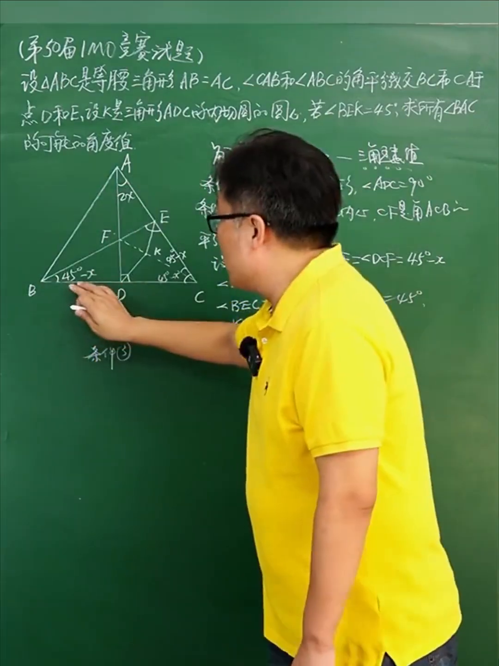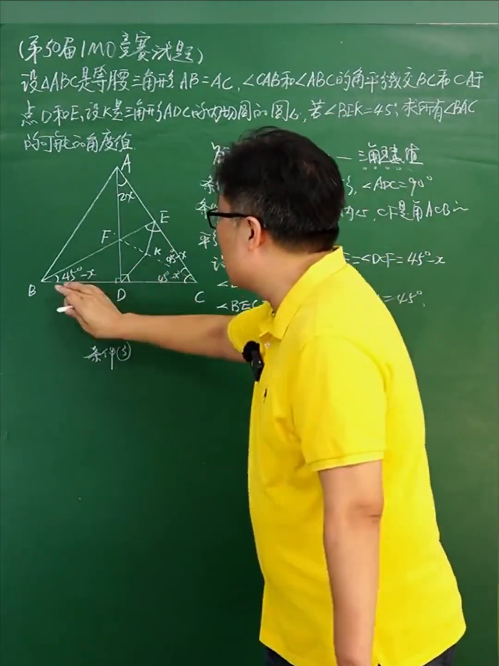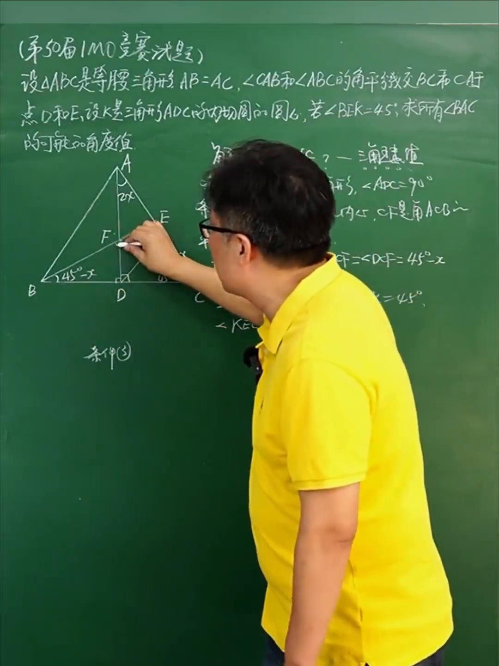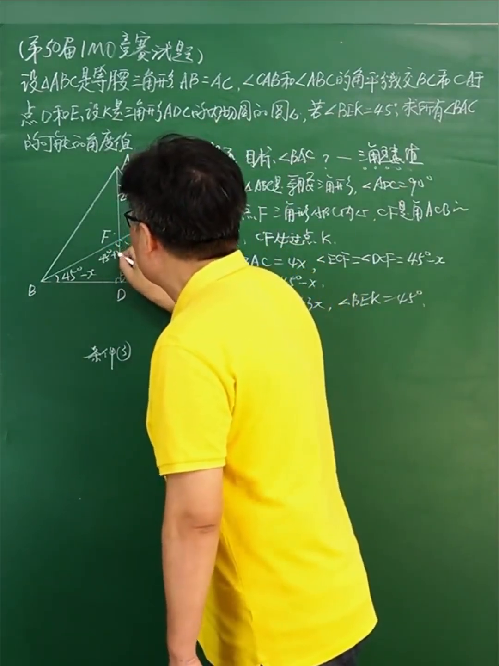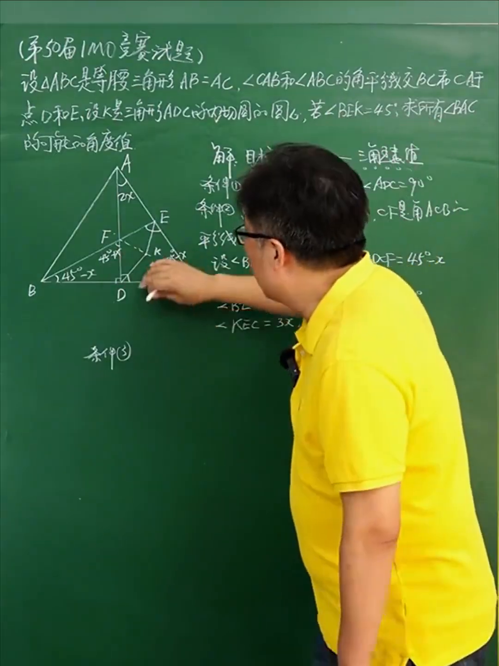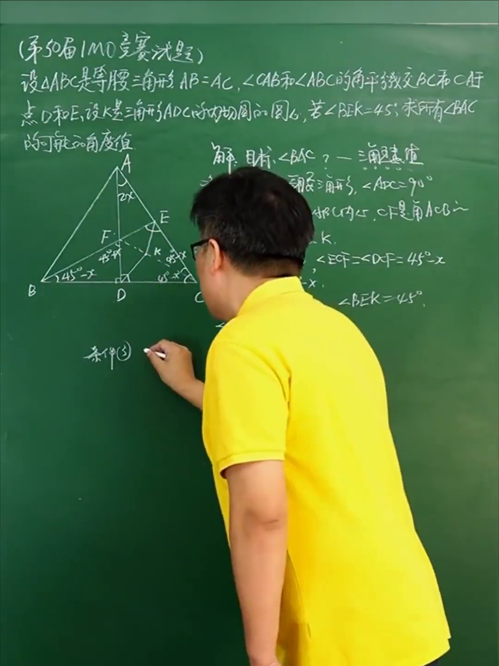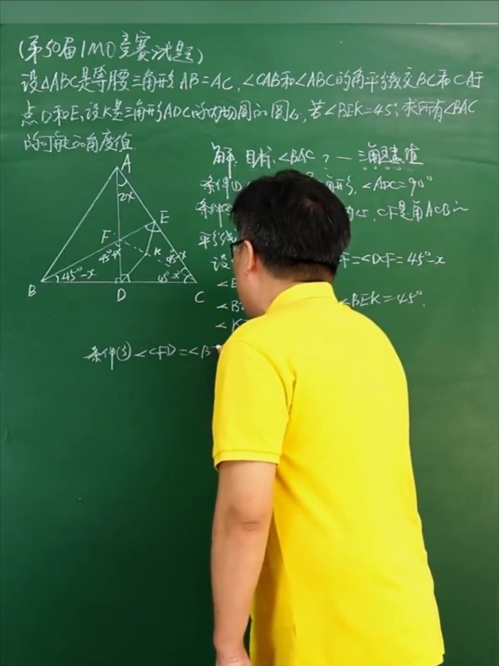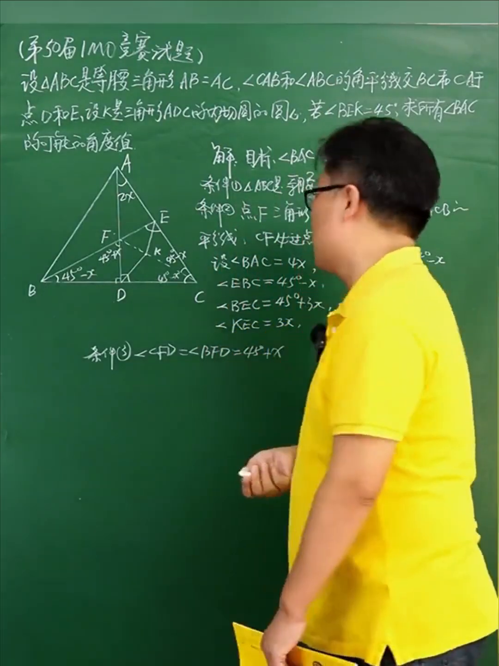Now, let's move on to condition 3. This angle is 45 degrees minus x. Also, remember that this angle is 90 degrees in right triangle BFD. With this information, can we calculate angle BFD? Yes, we can. BFD is 45 degrees plus x. And since BFD and angle CFD are equal, we can also deduce that angle CFD equals angle BFD, which equals 45 degrees plus x. So we've successfully found another angle in terms of x.